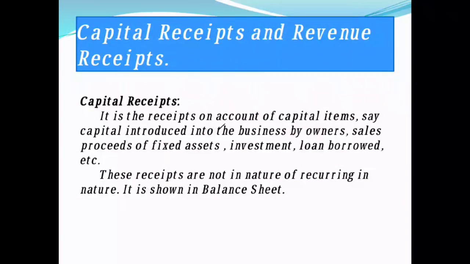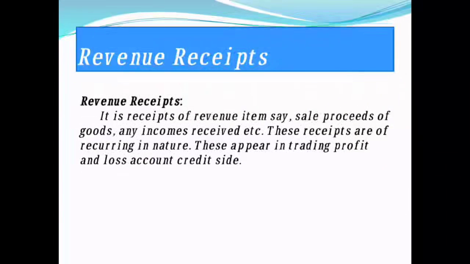Then what are the capital receipts and revenue receipts? Capital receipts are the receipts on account of capital items, say capital introduced in the business by the owners, sales proceeds of fixed assets, investments or loans borrowed. All these are capital receipts, meaning one time receipts, right? Only one time you are going to invest the amount, or only one time you are going to sell your fixed asset. That is all considered as capital receipts, and this will be shown in the balance sheet, liability side.